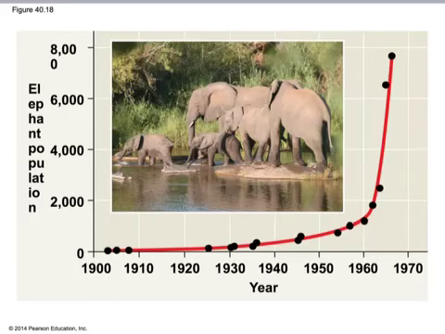Here's your elephant population from 1900 to the early 1960s, right? Your exponential growth occurs right about here, around 1950, when hunting was outlawed. Hunting of elephants was outlawed in the national park. Okay, and it took off from there.